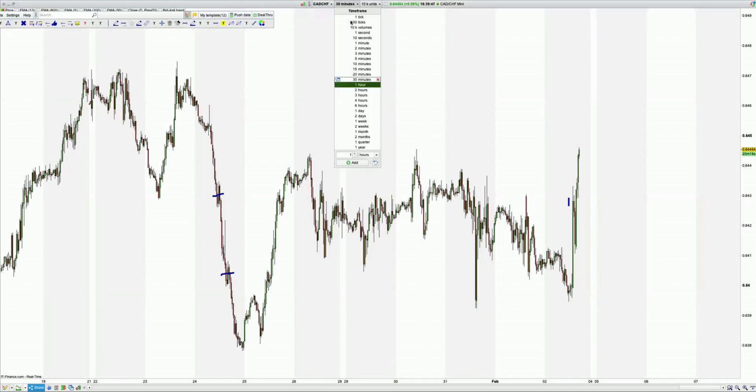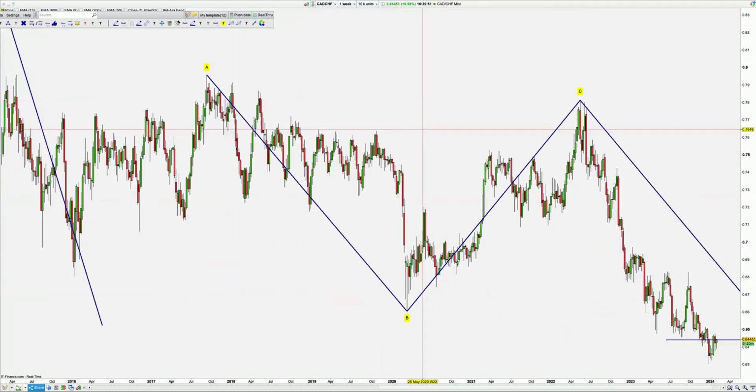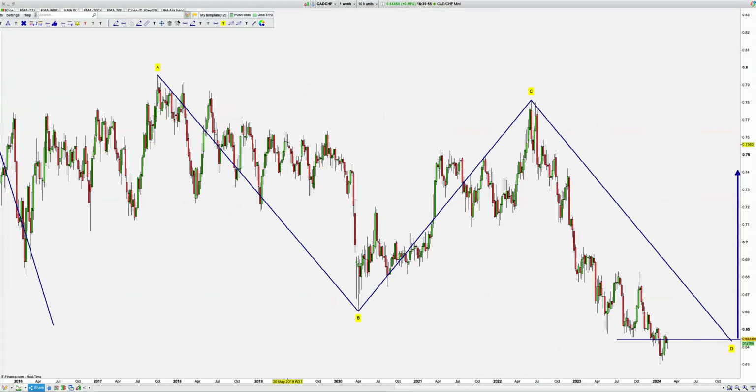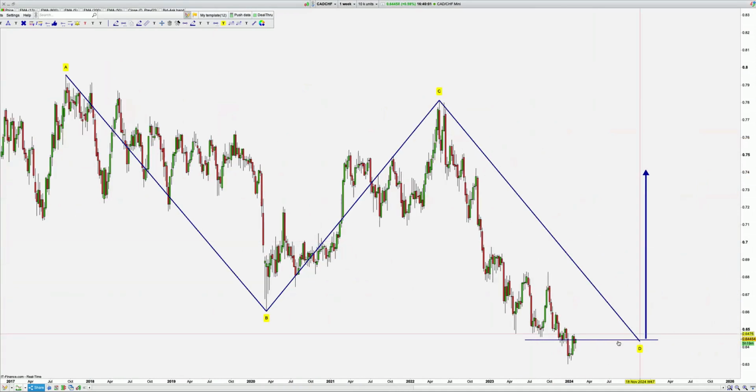So let's start on a bigger time frame. Let's start right out there on the weekly. So on the weekly, we've got this humongous ABCD pattern. I mean, this goes back to 2018. AB equals CD, with the D point completing just under the body of this green candle. And we're taking this higher.